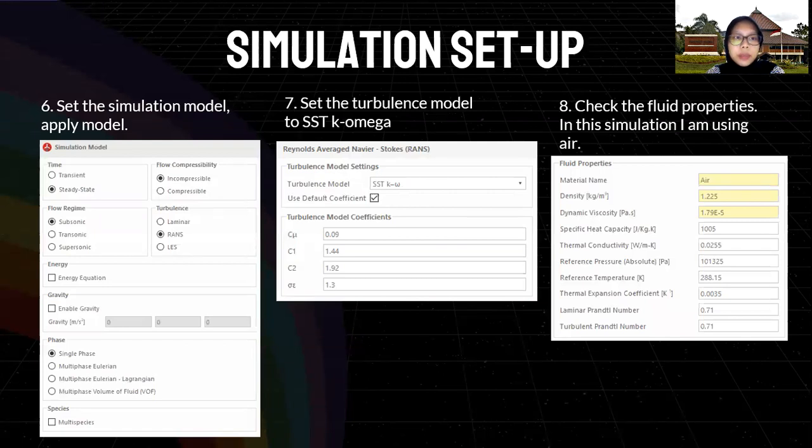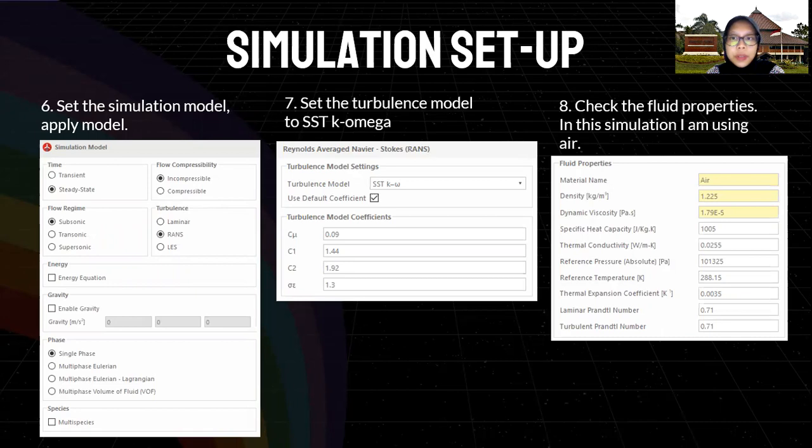And then after that, we have to do the simulation setup. First, we set the simulation model, and for the time we're using steady state, and we have to make sure that the flow is turbulence with the Brons model. And this is a single phase. And because this is the turbulence model, we have to set the turbulence model. We set it in the simulation to SST k-omega.